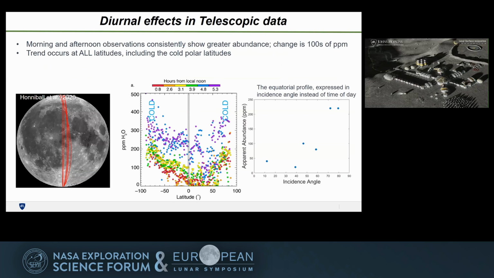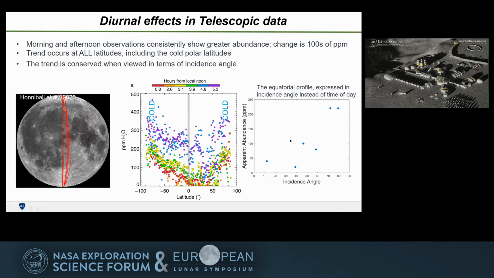This is from Hendrix et al. 2020, showing that morning and afternoon observations consistently show greater abundance. These are the chords, and this is some of the data that's been plotted. This is the equator, different latitudes. What I want to point out is that there is even a diurnal change. This is hours from local noon, so this is about noon. This is either morning or evening. That there's diurnal variation at poles, which is inconsistent with the physical motion of OH.